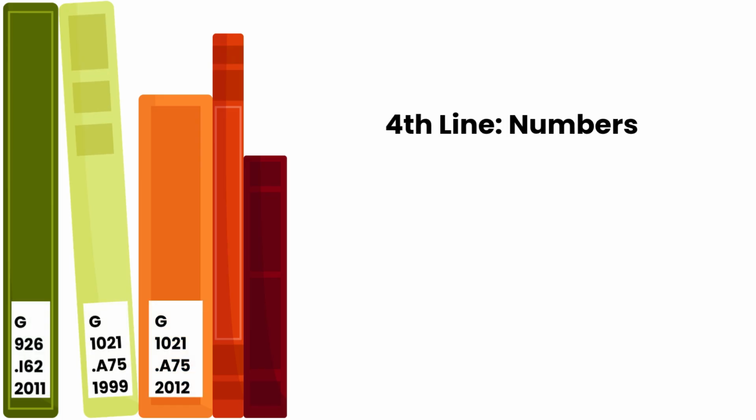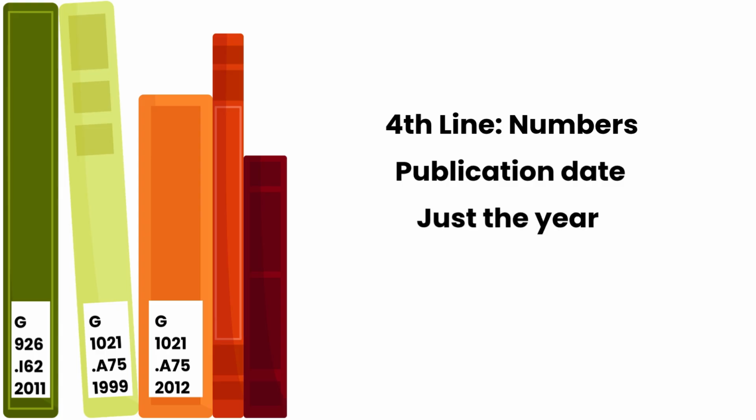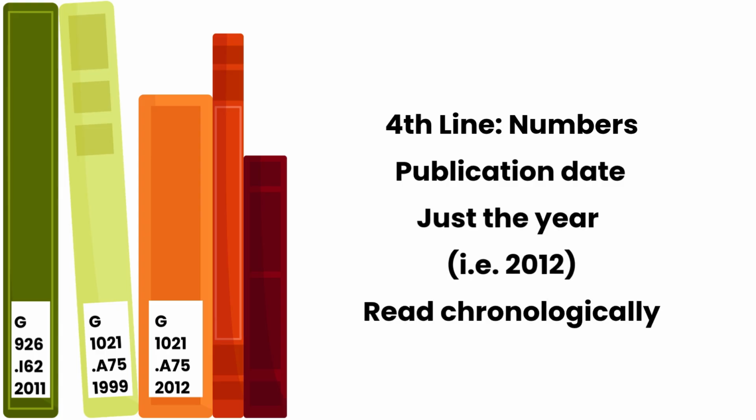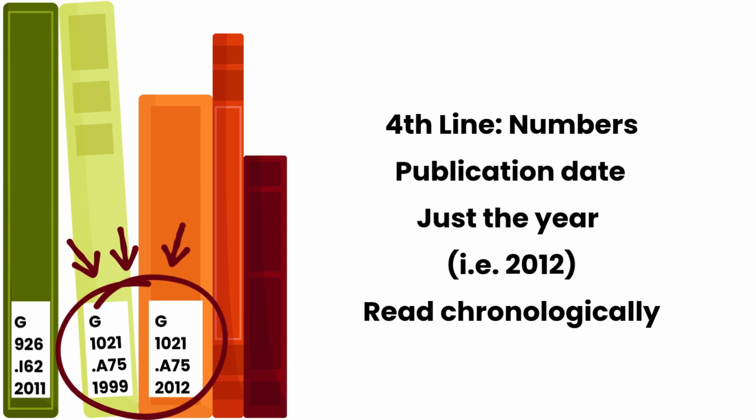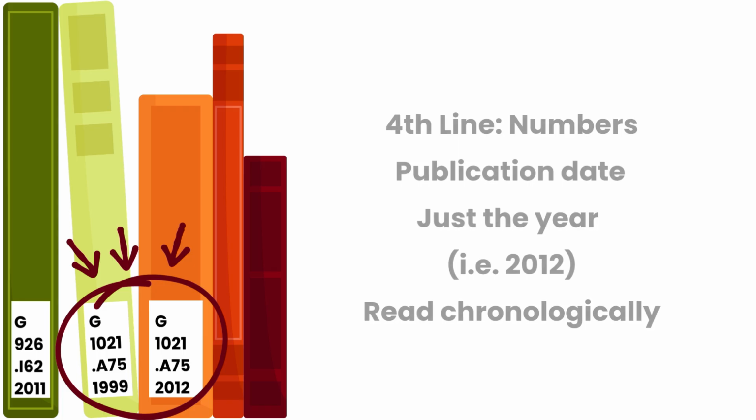The fourth line of the call number is made up of numbers. It represents the book's publication date, or more specifically, the year the book was published. Read this number chronologically, so if there are two different editions of the same book, the older version should come before the newer, 1999 before 2012.